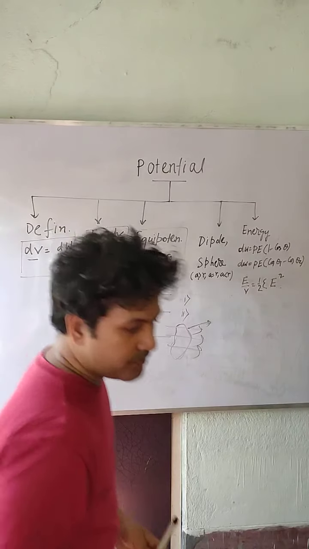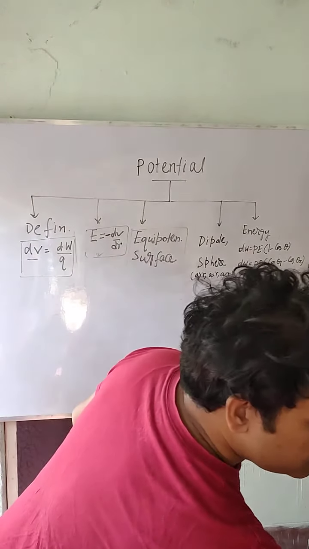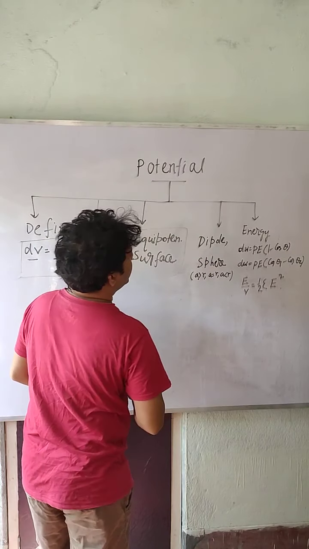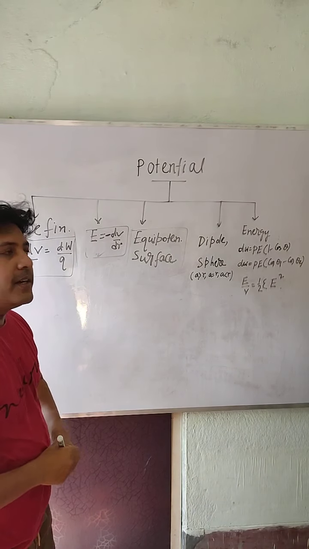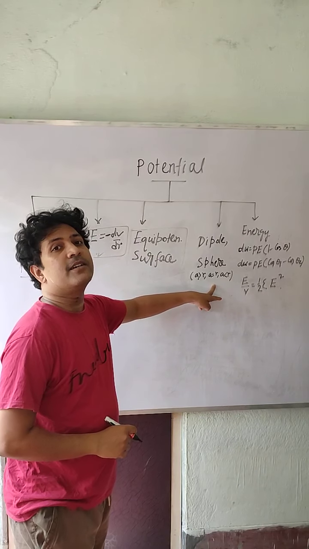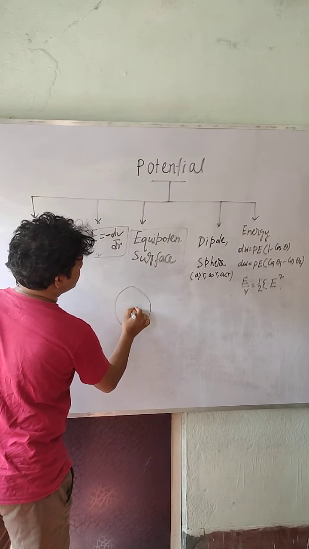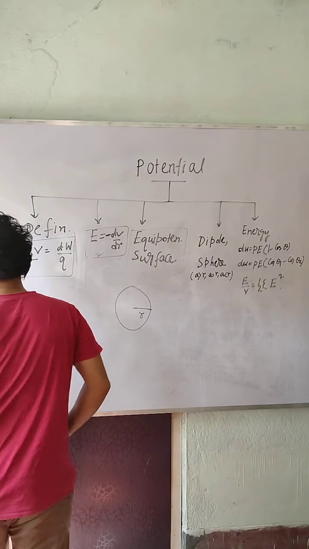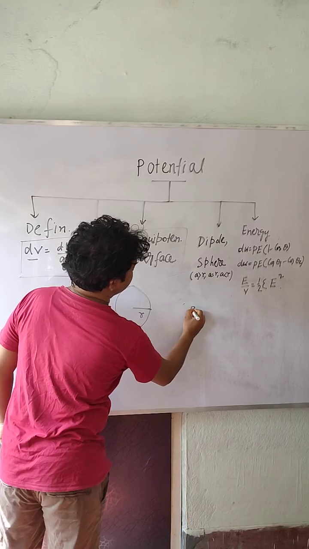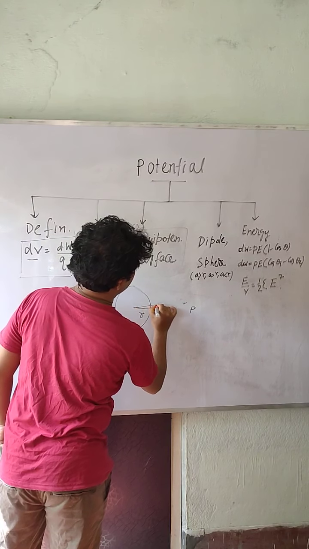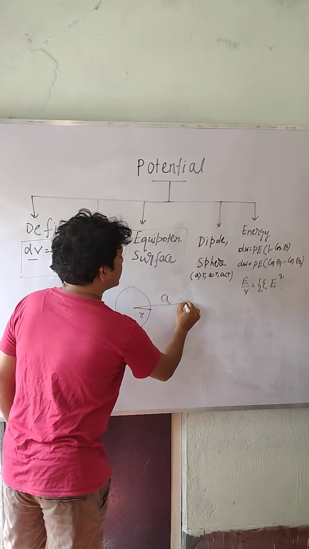Now dipole. Before we go to the dipole section, we must put here this sphere. What is the potential of a sphere or hollow sphere inside, outside, and on this sphere? It is pretty much easy. So this is a sphere of radius r. And there is a point which has the distance a from the center of the sphere, and we want to calculate the potential at that particular point.